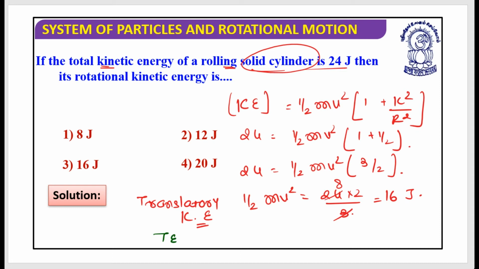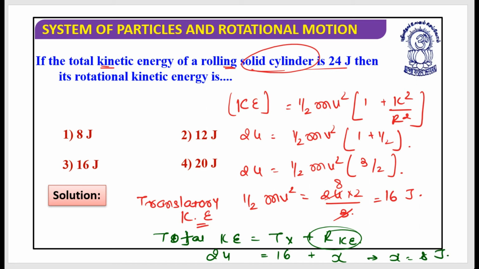So when I understand the total kinetic energy, it's translatory kinetic energy plus rotational kinetic energy. Total kinetic energy is 24, translatory kinetic energy is 16. So the remaining part, that x, would be equal to 8 joule. That we understand. This was the answer. I hope this is clear.